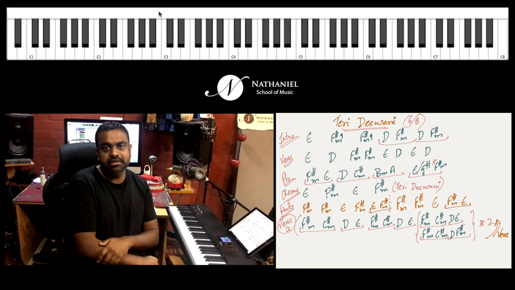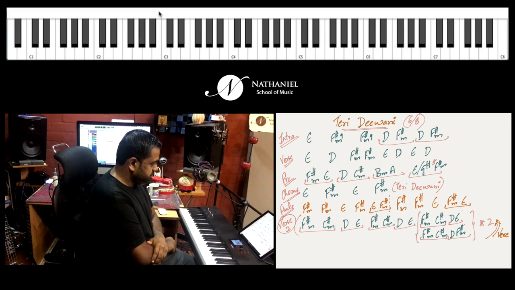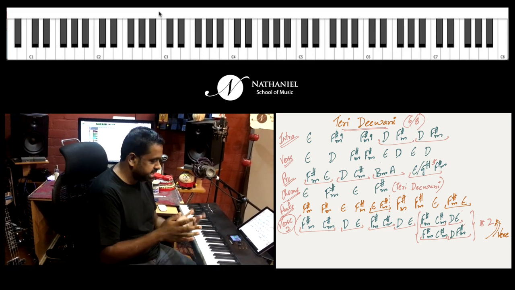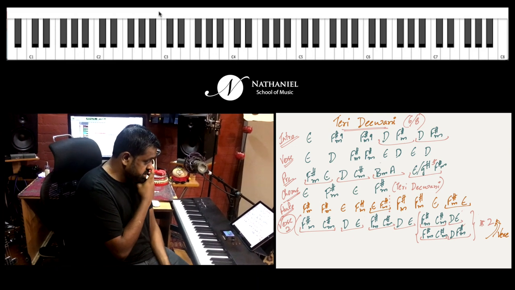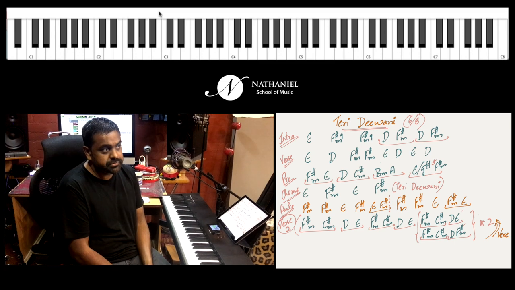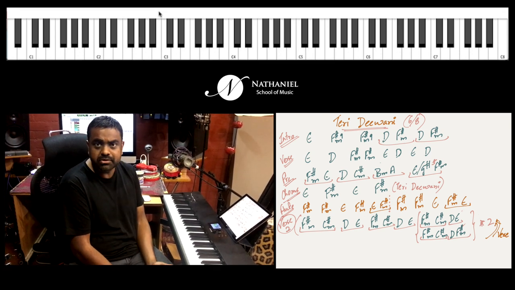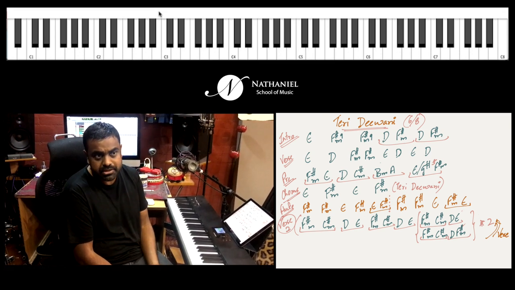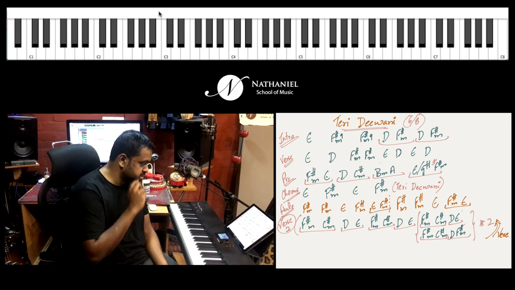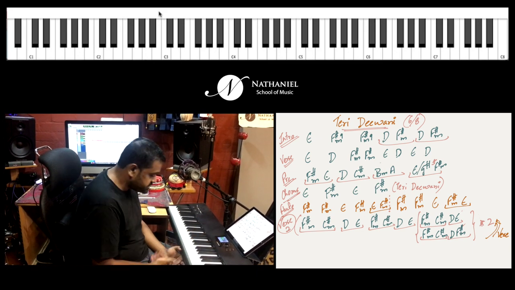So let's learn Teri Deewani. Basically, the song is pretty much on the E minor scale, so it's getting the chords of the G major scale. That's the first thing you need to know in any song: what are all the available chords? The available chords come from the family of the G major scale. So let's look at all the chords of the scale.